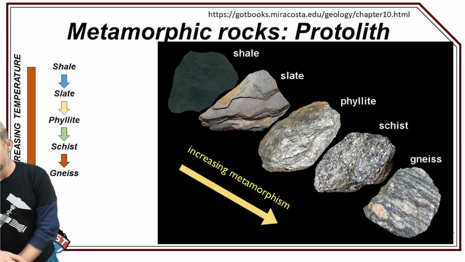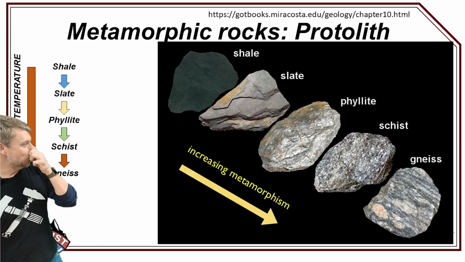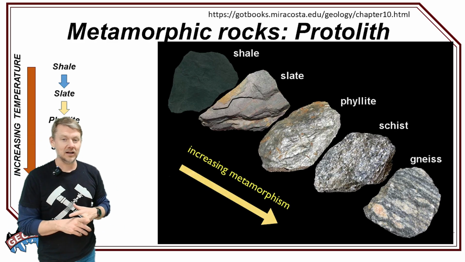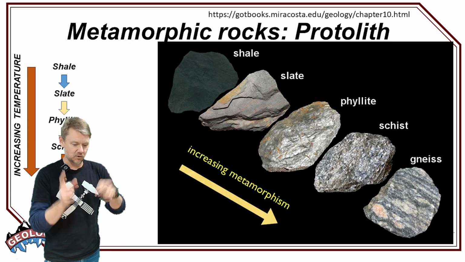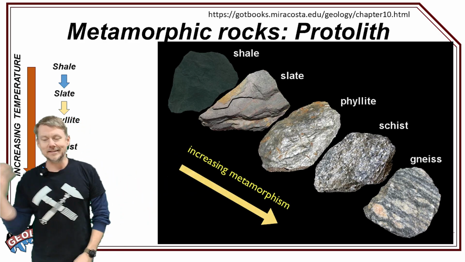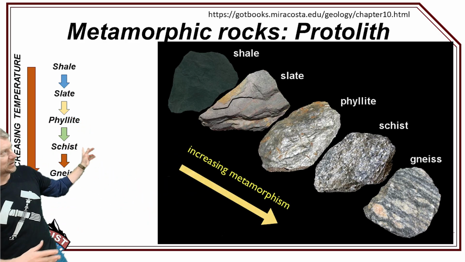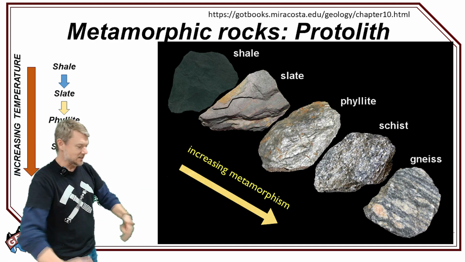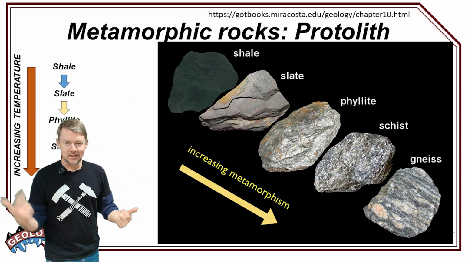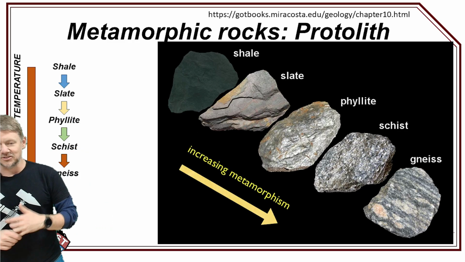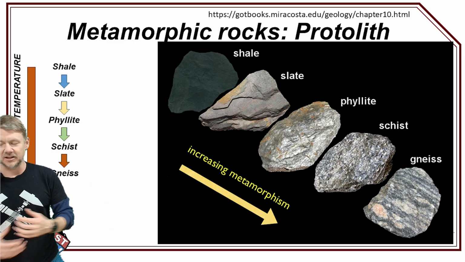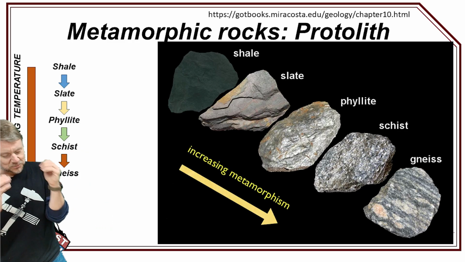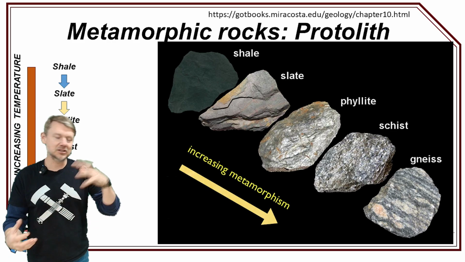Now here's your refresher. One thing we like to think about with metamorphic rocks is the protolith, or the rock that was before. The protolith in our case that we're going to start with is a shale. So what happens when you take a shale and you increasingly heat it and bury it? If you were to heat up a shale to say 250 or 300 degrees, you would start to get it to recrystallize a little bit and turn into a slate.